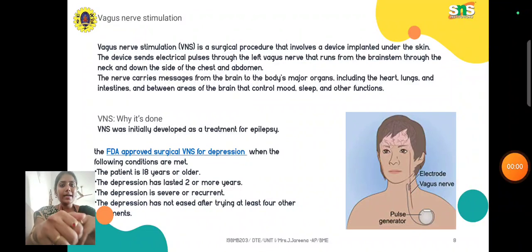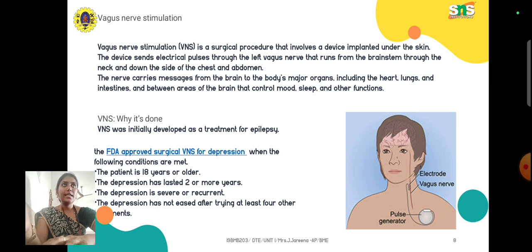Hi all, in today's class we are going to discuss vagus nerve stimulation, which is the continuation of the last class. I think in the last class we discussed the first two classifications, one is ECT and the other one is rTMS. In this class we are going to focus on the next classification, that is vagus nerve stimulation.